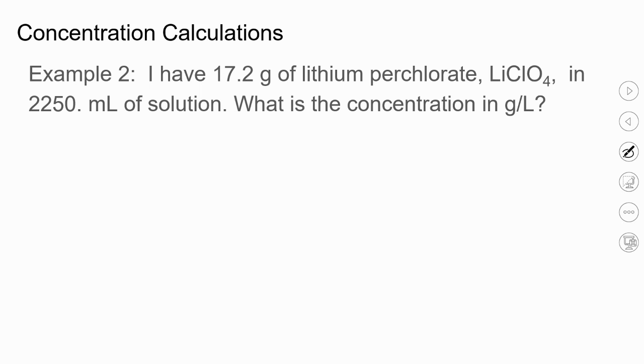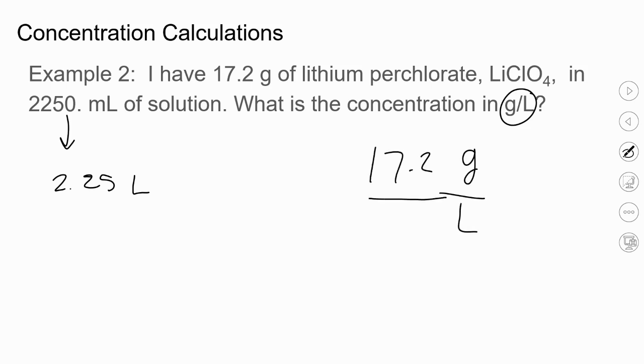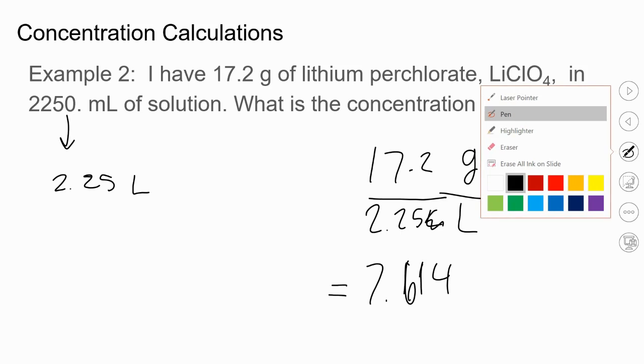Okay, so walk us through, how do you do this one? Convert milliliters to liters. Okay, what did you get? 2.25. And that's liters, okay? Yep. And then you're going to do that equation. So grams per liter, it's going to be 17.2 grams divided by 2.25. I have liters already. And what did you get? 7.64 grams. Oh, 7.164, 7.64.